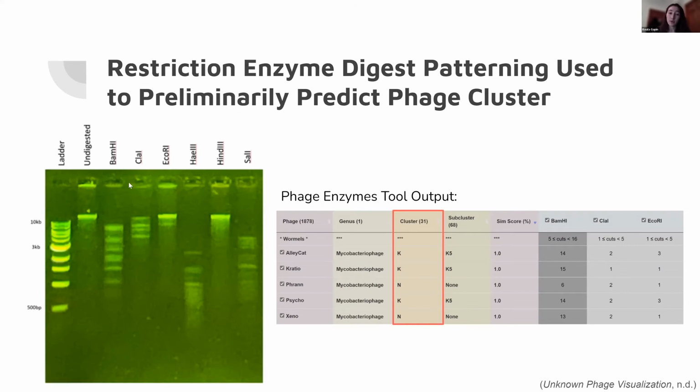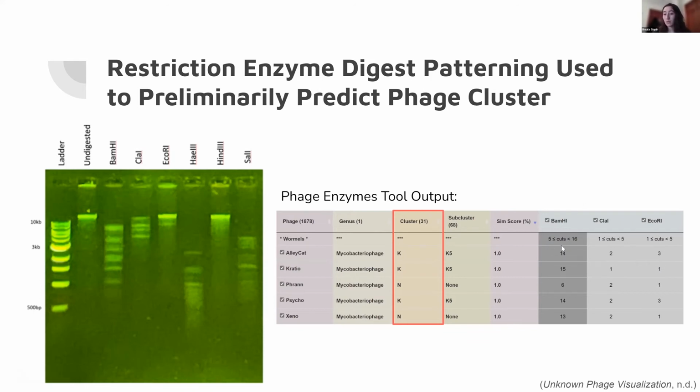And so when we perform this type of analysis, we can then compare the patterning on a gel such as this to other previously archived and clustered phages. We use a bioinformatics tool called Phage Enzyme Tools to do this. And so looking, for example, at BamHI, this was a gel run of the restriction digest I did of our phage Wormels. We can see that it was cut probably six or more times by BamHI.